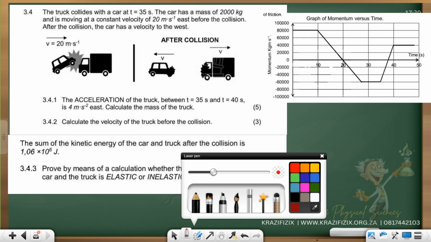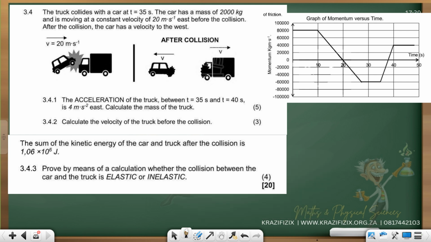All right, let's first understand the question. We are told that the truck collides with the car at t equals 35. The car has a mass of 2,000. So the mass of the car is 2,000. So we can put a picture to this. Moving at a constant velocity of what? The initial velocity of the car is 20 meters per second east. Okay? And east is positive. After the collision, the car has a velocity to the west. Final velocity of the car is unknown, but we know now it goes to the west.